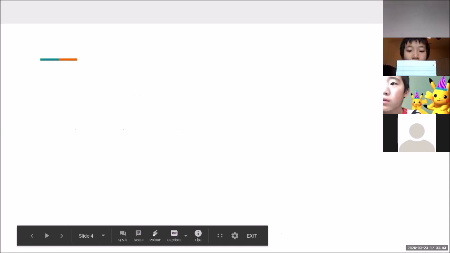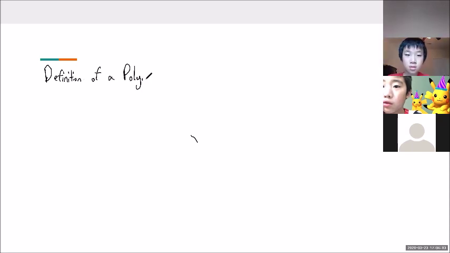So first, let's cover the definition of a polynomial. I'll be using annotations here. All right, so, definition of a polynomial. What is a polynomial and why is it important? Let's cover, first of all, why is it important?